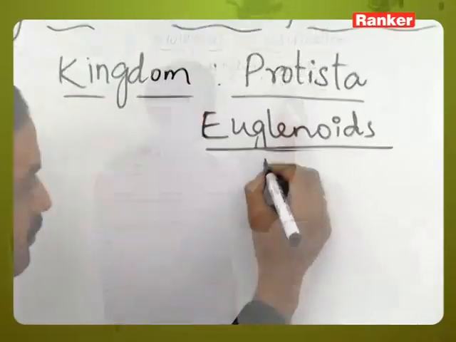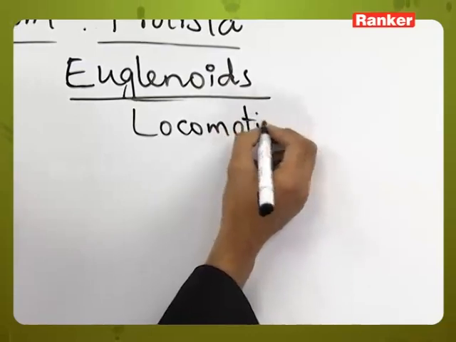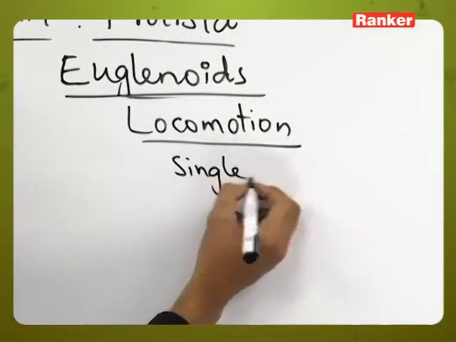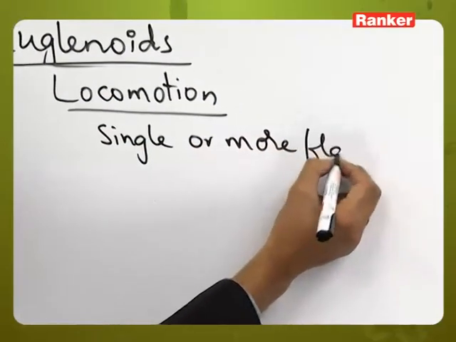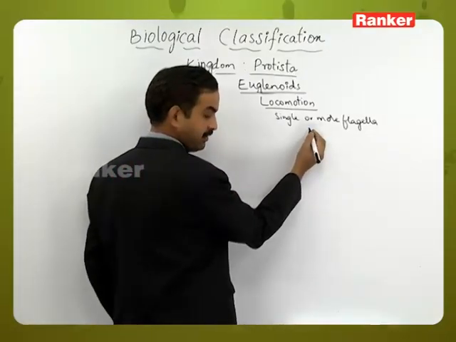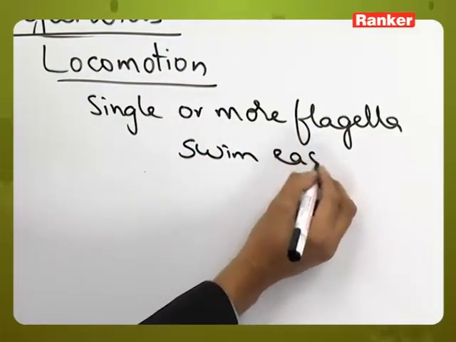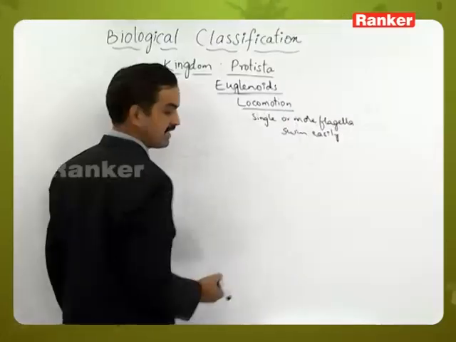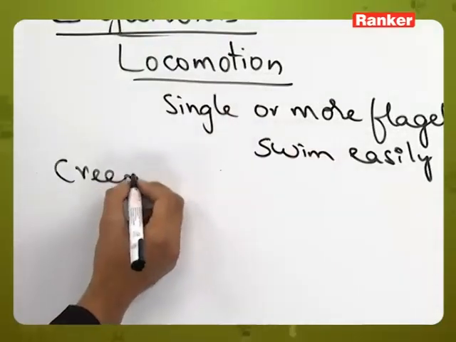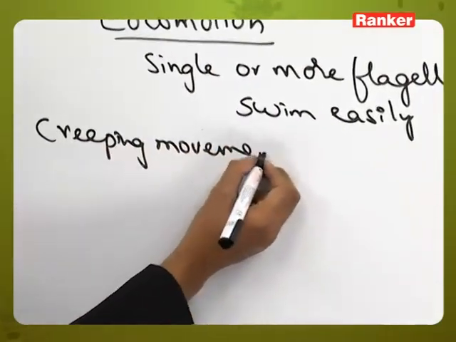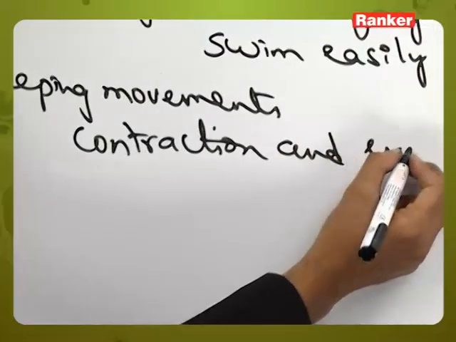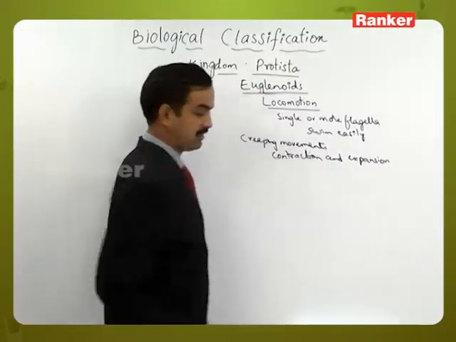Next is locomotion. The euglenoids have a locomotive structure called flagella. Either they may have a single flagellum or more flagella. With the help of this, they swim easily. That is, they show a whirling type of movement. Apart from this, some of them show creeping movements with the help of contraction and expansion of their cytoplasmic contents.